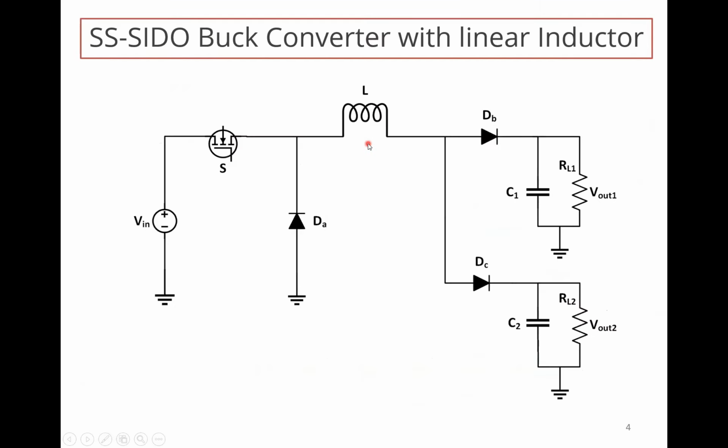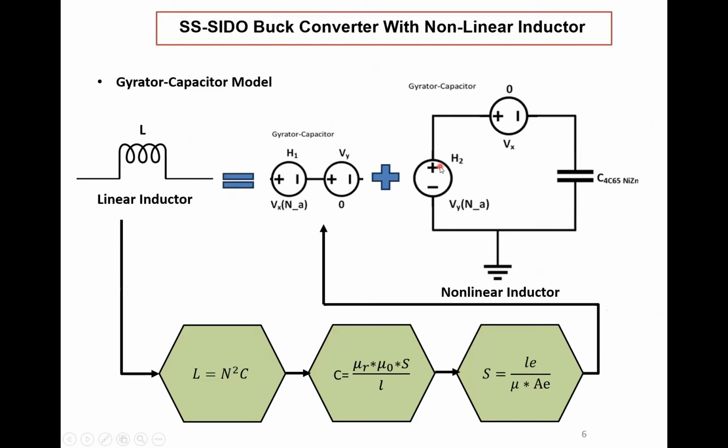As in the previous circuit, we used a linear inductor, so we will use the nonlinear inductor in the same structure. We are adding and proposing a new method whose name is the gyrator capacitor model. Using this gyrator capacitor model, we will test a new ferrite core magnetic material in the inductor of the linear single switch pseudo buck converter, and it will be converted to a nonlinear single switch pseudo buck converter.